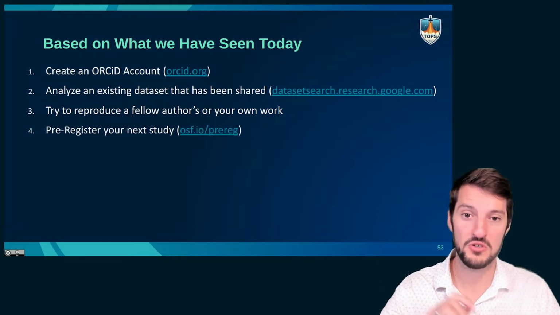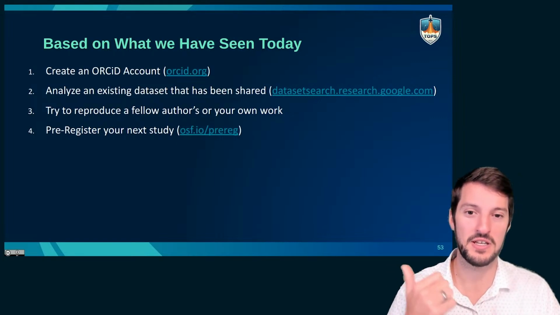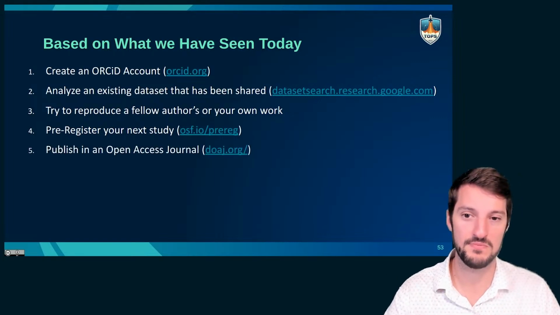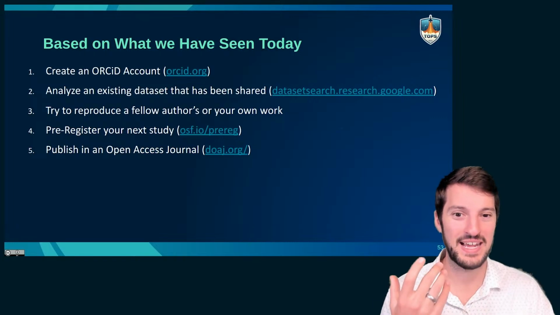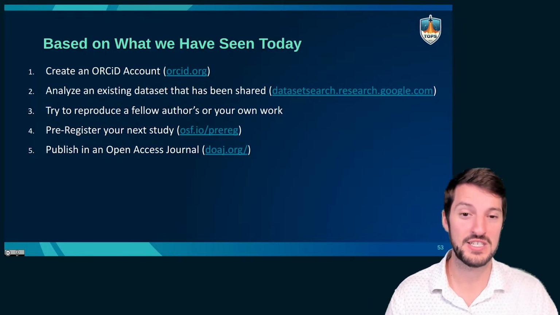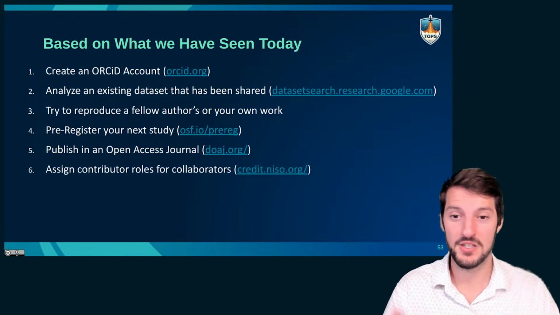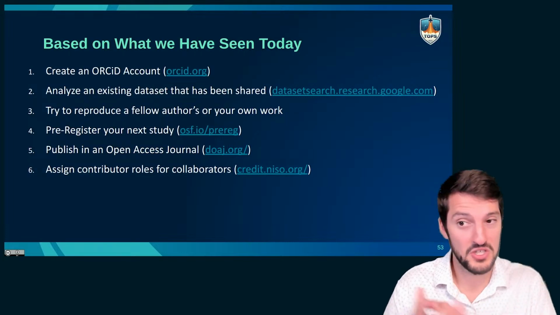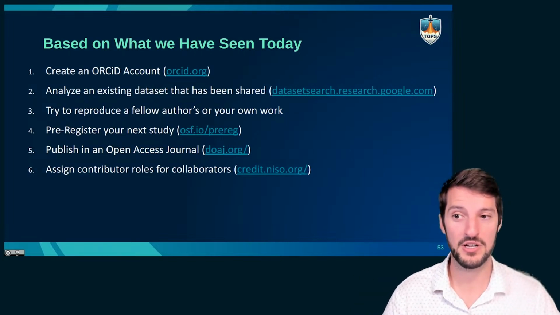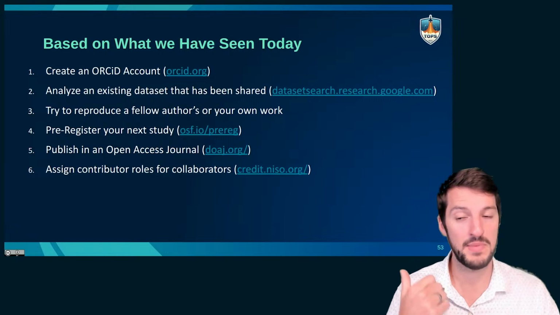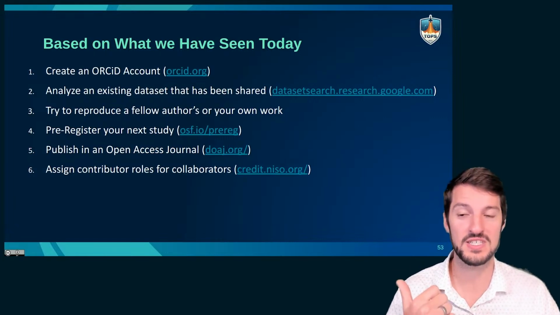You can pre-register your next study. You can get started at osf.io/prereg. You can publish in an open access journal. We talked about the doaj.org website, which helps you find open access journals within your field and beyond. You can also, for your next publication, assign contributor roles for your collaborators using the CRediT taxonomy. Many journals are starting to support this and encourage this, so definitely check out this taxonomy.